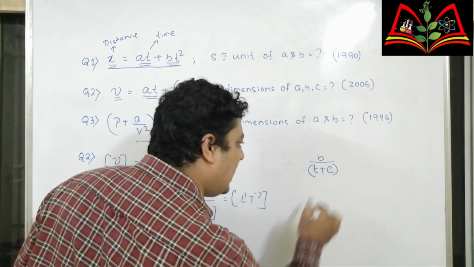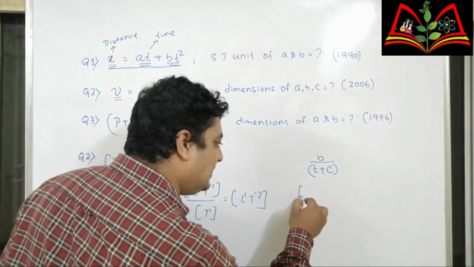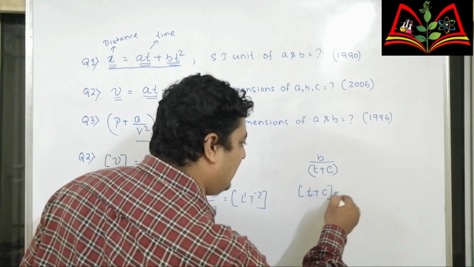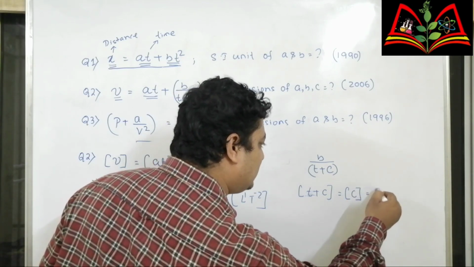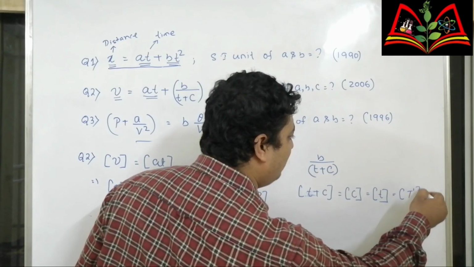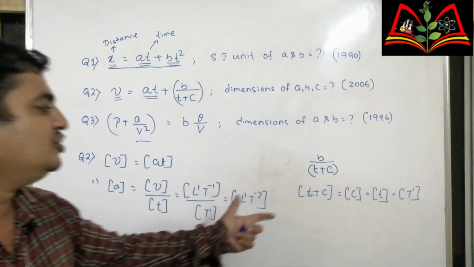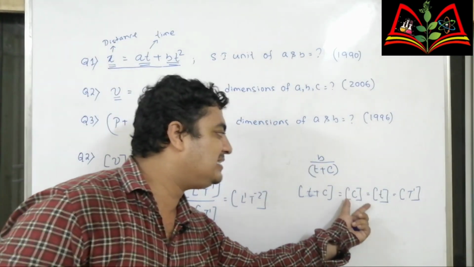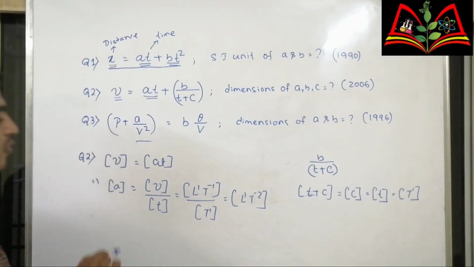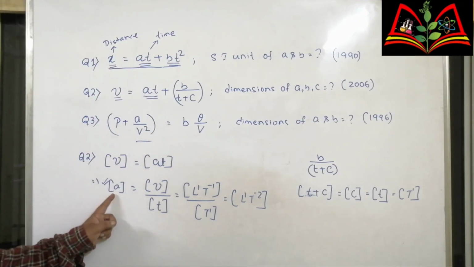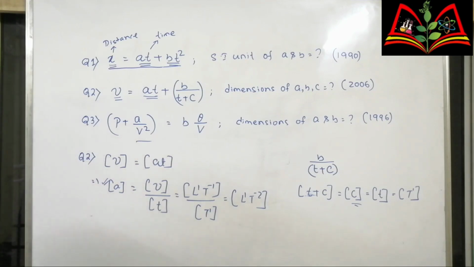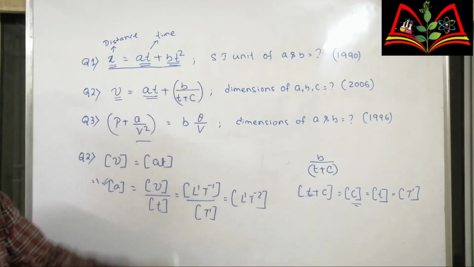Now here check. Here it is written that B by T plus C. Now T is added with C. So we can say dimension of T plus C is equal to dimension of C, it is equal to dimension of T. Now T has the dimension T to the power 1. So T plus C and C also have the dimension of time. Now we have already found the dimension of A and dimension of T. Now we will go for dimension of B.